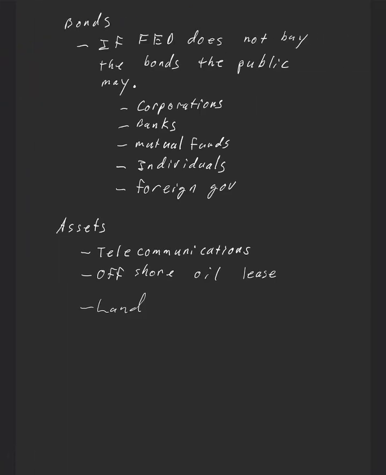If the Fed doesn't buy the bonds, the public can. So corporations, banks, mutual funds, individuals, even foreign governments, we'll have some more on this later in the lecture, can buy these bonds and hold government debt as a form of their investing. And then, of course, I mentioned government land. Other examples of government assets are telecommunications or offshore oil leases that the U.S. government might own. Those are just examples, but any kind of assets that the government would own.